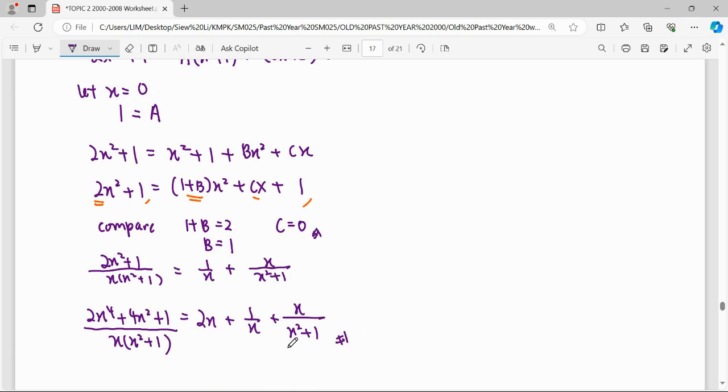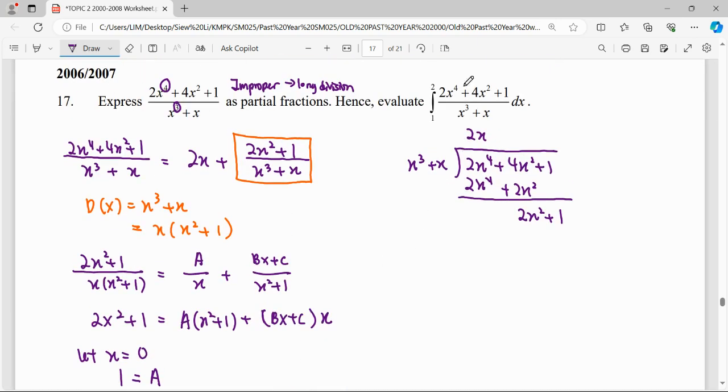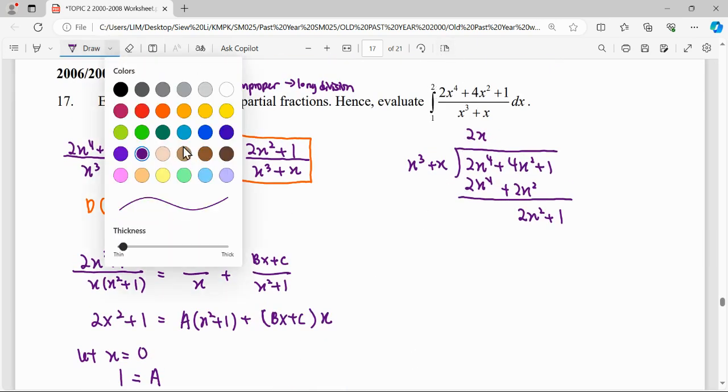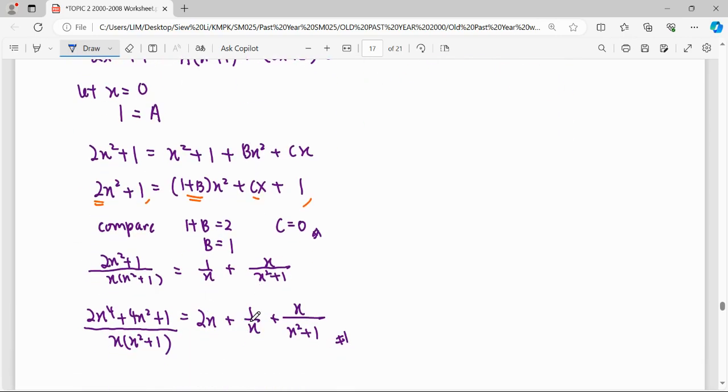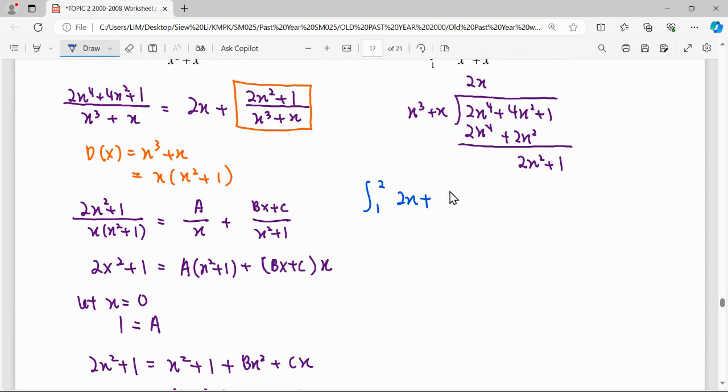So after we are done expressing this in partial form, then we're going to evaluate this integral. To integrate from 1 to 2 for this fraction, we take its partial fraction form, which is 2x plus 1 over x, plus x over x squared plus 1. So this one we can integrate directly using a formula. This is fraction formula number 6.